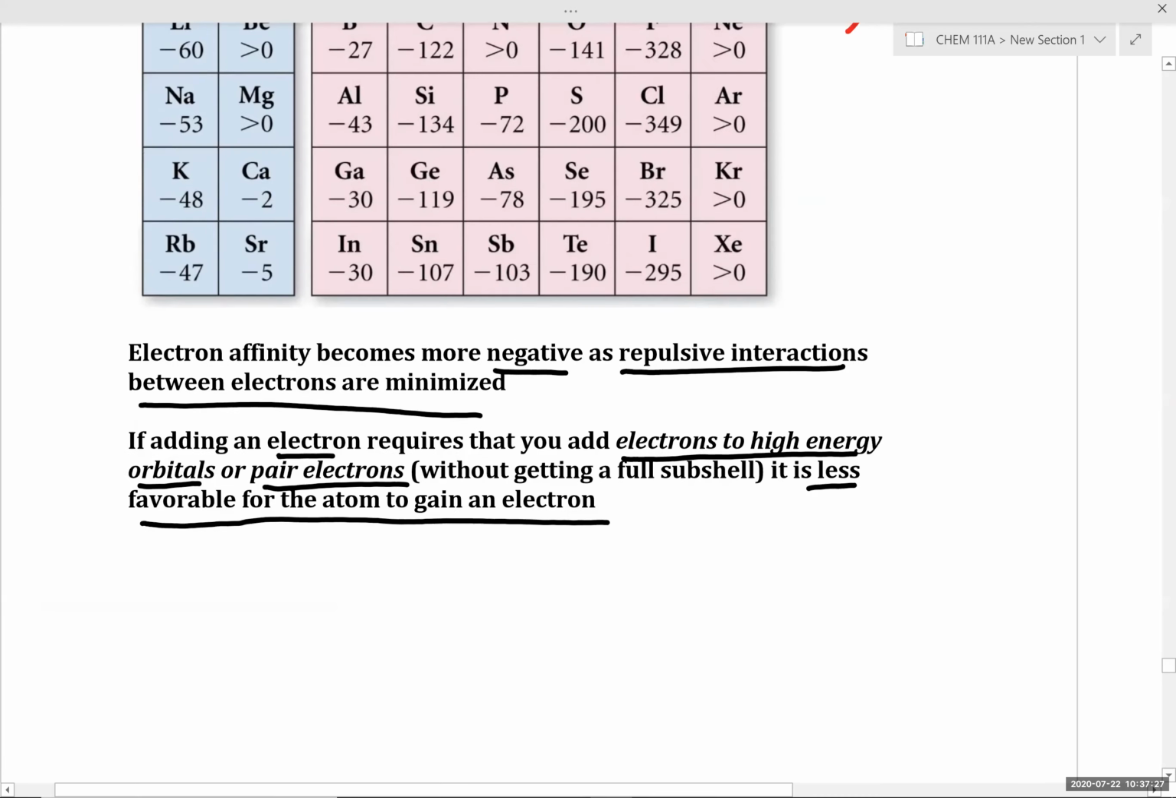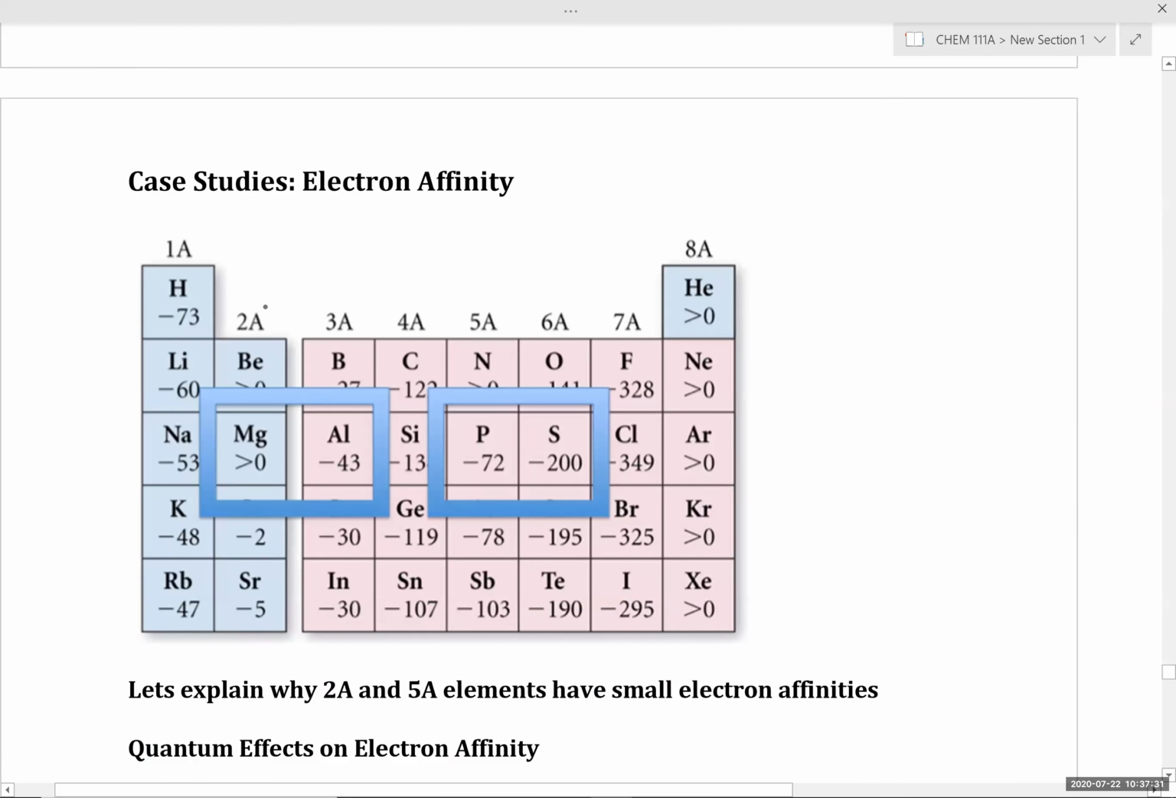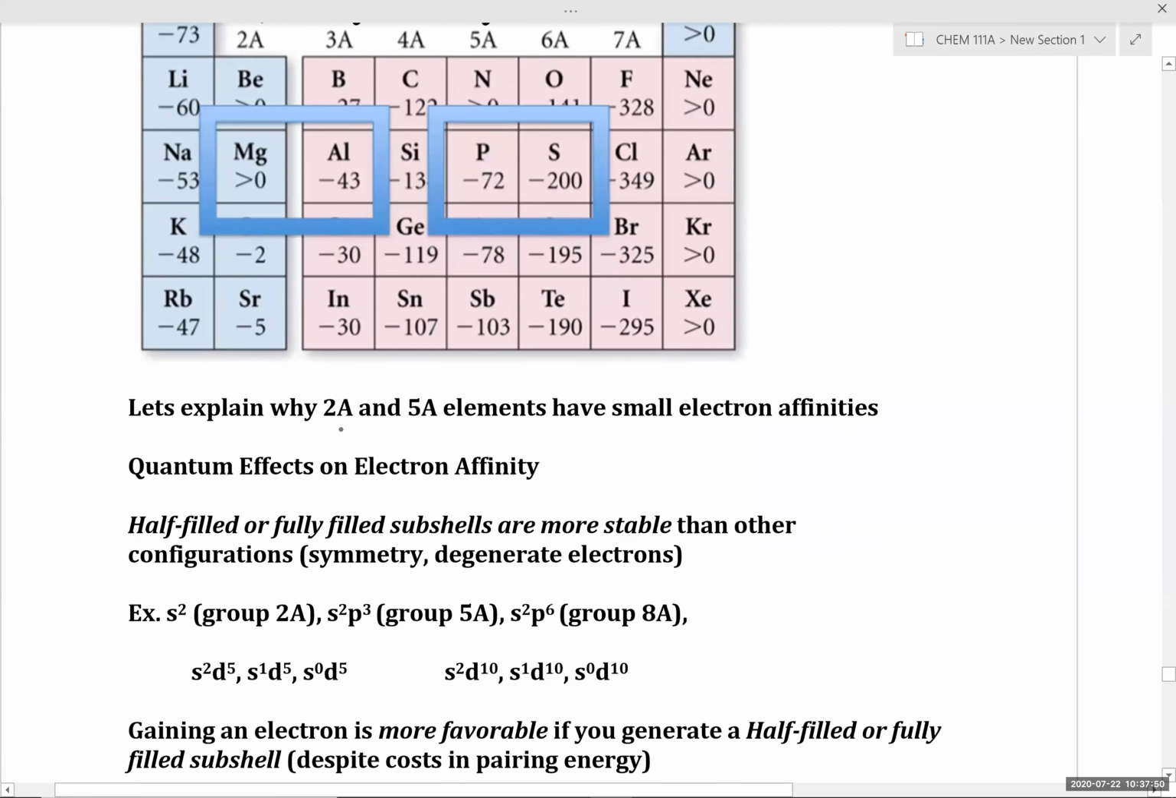So let's look at some exceptions in electron affinity. Let's first look again at the 2A and 3A elements and the 5A and 6A elements. These are always going to be problematic, as we've discussed in ionization energy. These are the cases where we run into pairing effects and orbital energy issues. So let's talk a little bit about why 2A and 5A elements have small electron affinities.